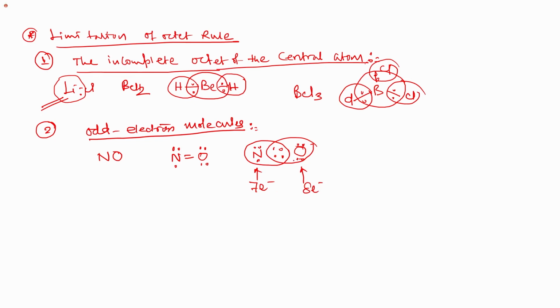So here the oxygen atom is actually following the octet rule. It has the even electrons in the valence shell. But for nitrogen, if you see, there are 7 electrons, so it is odd electrons. So the odd electrons are present in the valence shell. This is one type of drawback where the odd electrons are present in the valence shell. After that also it exists.